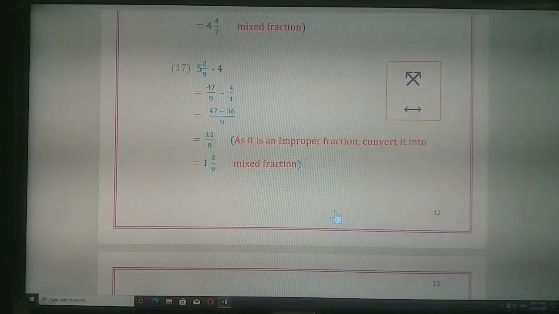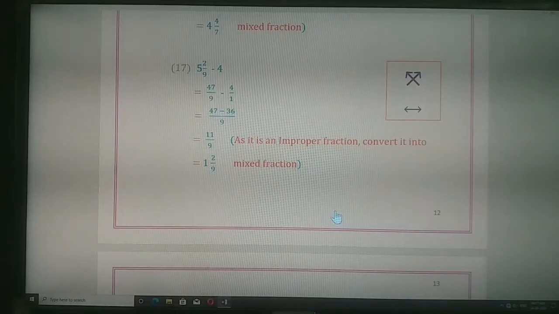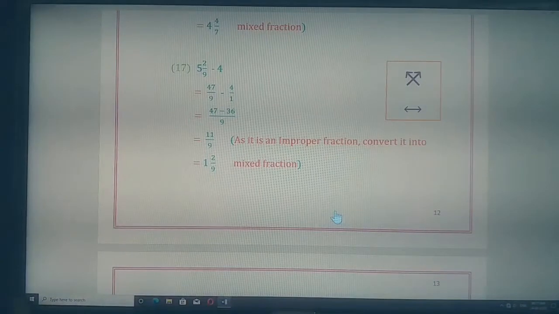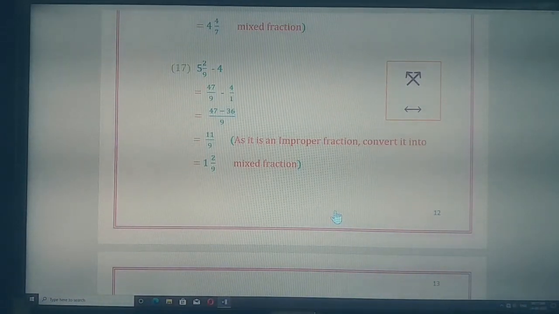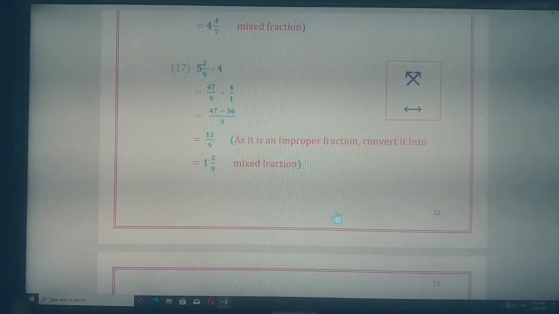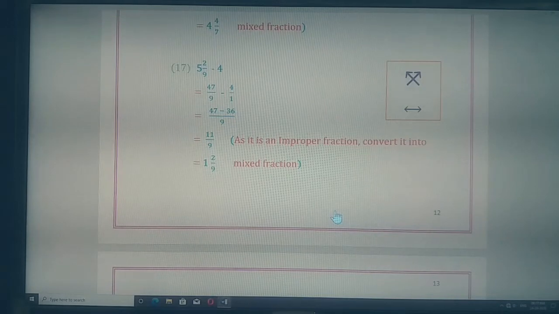Good morning, dear students. We continue with the chapter fractions. Today we begin fractions part 5. We are solving the examples of addition or subtraction of fractions having different denominators. And let us see the 17th example.